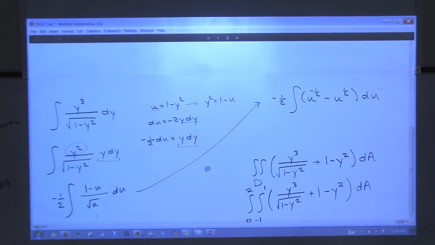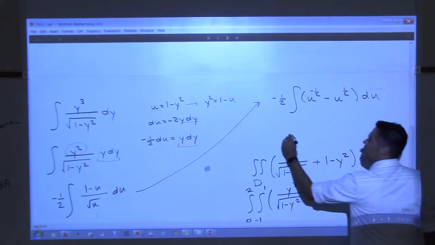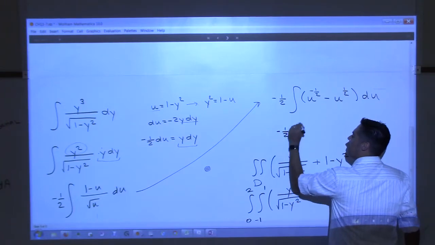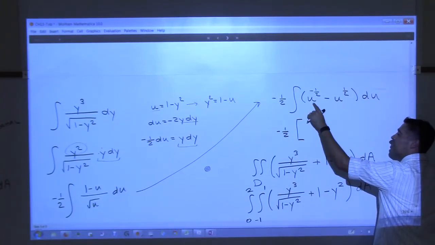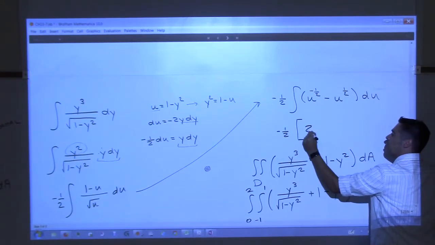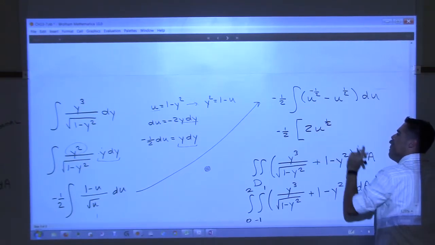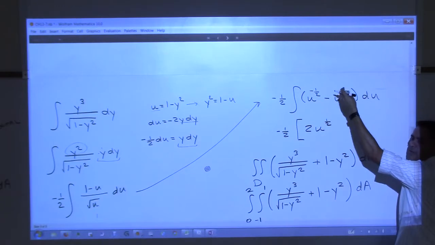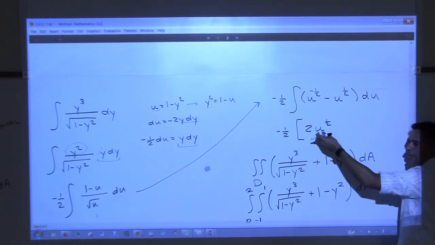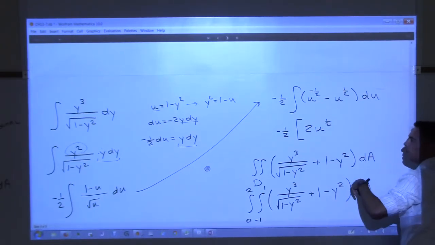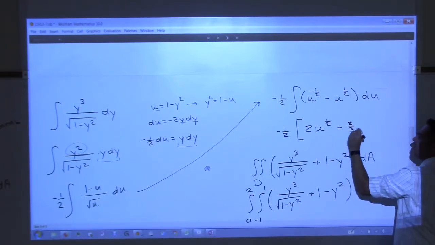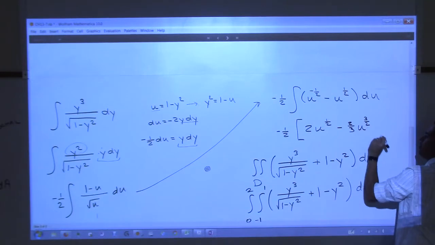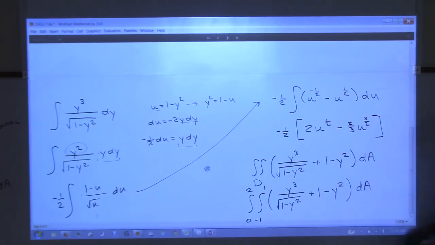Just the antiderivative. So this would be negative 1/2, and now I'm ready for my antiderivative. It would be the antiderivative of 2u to the half. So you're adding 1 to the power, and then out front you have to do 1 over that, and flip it up. And here you get minus 2/3 u to the 3/2, right? That would be the antiderivative. But then plus c and all that junk.